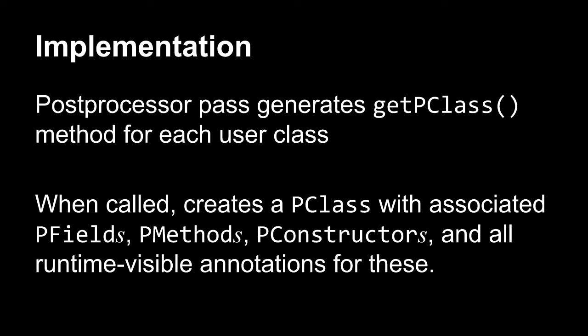Okay, so in a little more detail, like I mentioned, there's the postprocessor pass that generates these get p class methods for each user class. So basically, where in your code you would have written, say, my class.class or class.forName my class, it gets replaced with a call to this get p class, which then takes the metadata that's serialized in there for not just the class, but also the fields and the methods and the constructors that are part of that class. And at that point, it actually generates this hierarchy of our simulated reflection objects. So if you're not doing any reflection, then there's no runtime overhead.